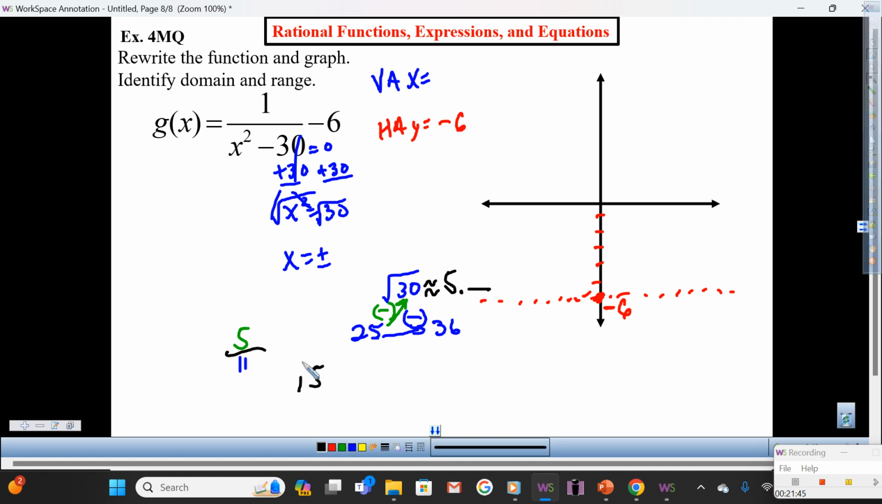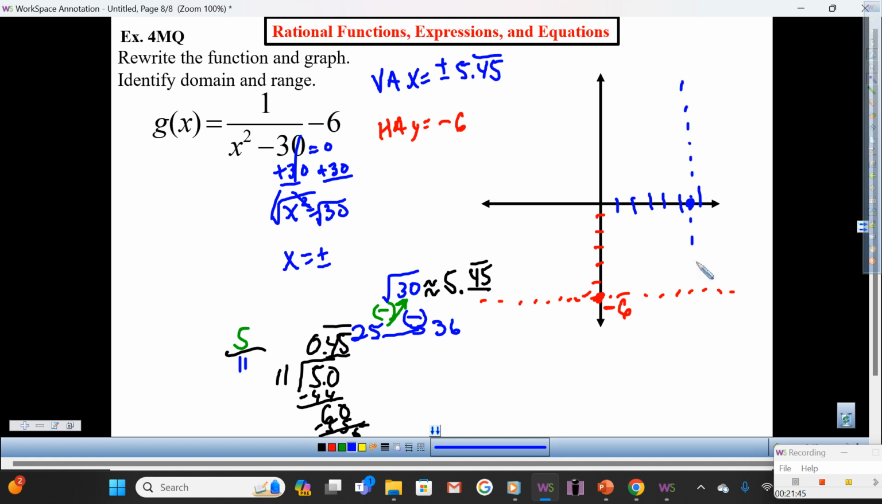5 divided by 11. No. Add a 0, fits in there 4 times, that's 44, subtract that, 6, add a 0, fits in there 5 times, 55, 5, and it repeats. So 5.45 repeating, yes? Our VA is plus minus 5.45 repeating, so that means we go 1, 2, 3, 4, 5, 6. It's about halfway there. That is 5.45. And of course, we have negative 1, 2, 3, 4, 5, 6. About right there.